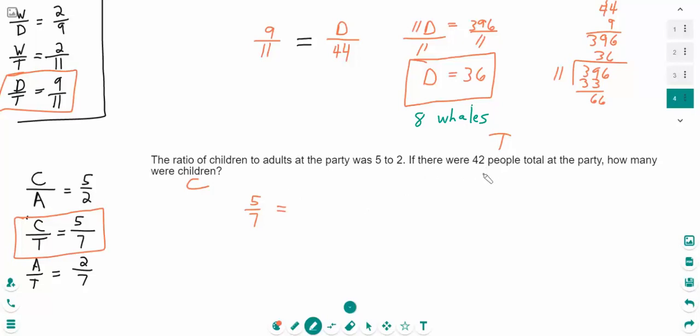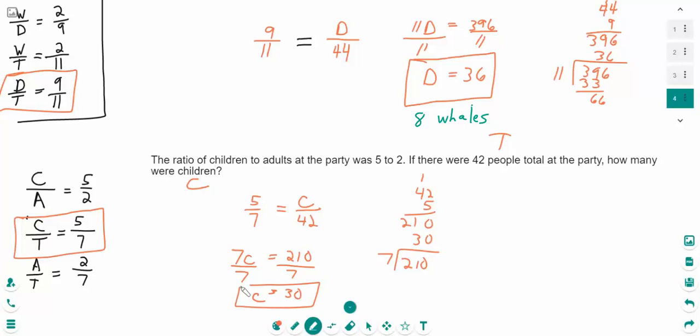We have 42 people total, and again, the total is on the bottom, so we put 42 on the bottom. And then on the top, we have children. We don't know yet. And now we can multiply this out. Cross multiply. 7 times C is 7C. 5 times 42, we'll just throw that off to the side here so we don't make a silly mistake in our head, is 210. Now we can divide these out. And we end up with C is equal to 210 divided by 7, which is, of course, 30.